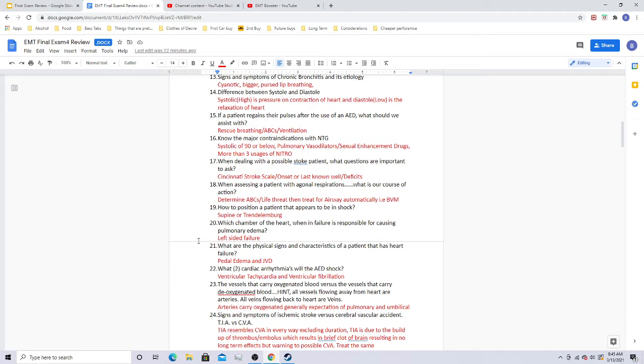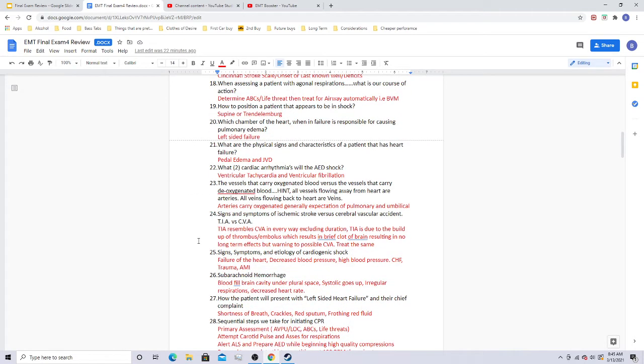The left goes straight to your lungs, so when it is not providing adequate pressure, that will result in your lungs filling up with a liquid, specifically blood. I will go more into that once we get down to the congestive heart failure section. Physical signs and characteristics of heart failure.